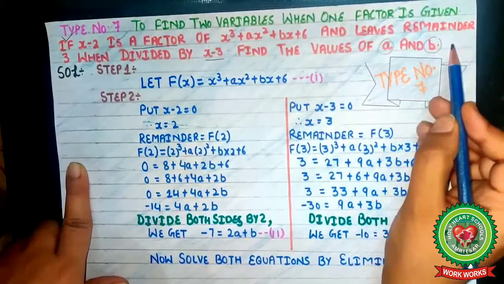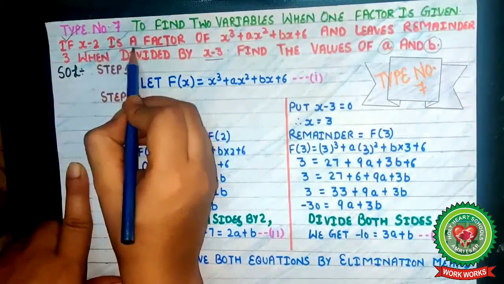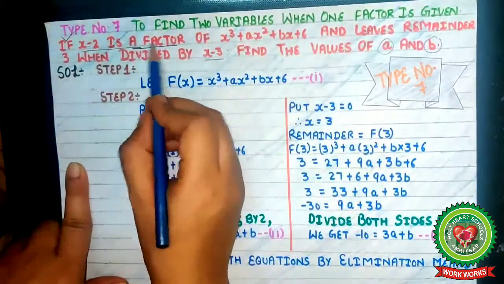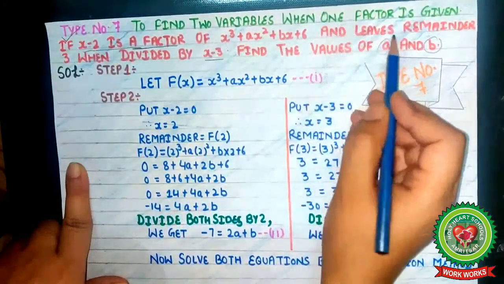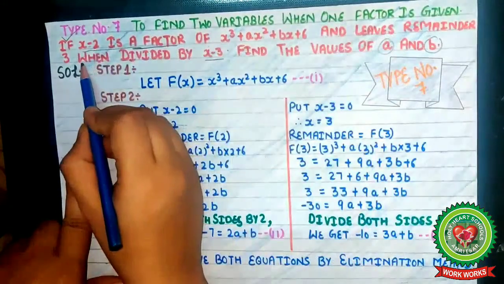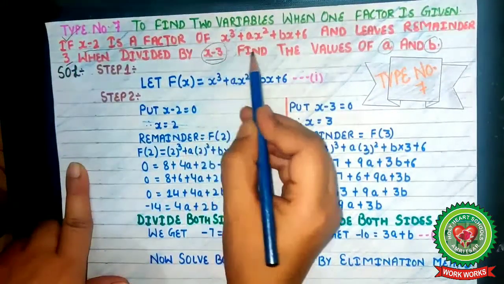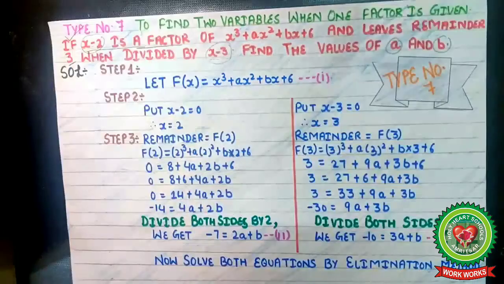Now students, see the statement carefully. It is given that x minus 2 is a factor, because we are doing the type in which only one factor will be given. It is x minus 2, and the other will not be a factor, as it is given that it leaves the remainder 3 when divided by x minus 3. Now we have to find the values of a and b by using those 3 steps.